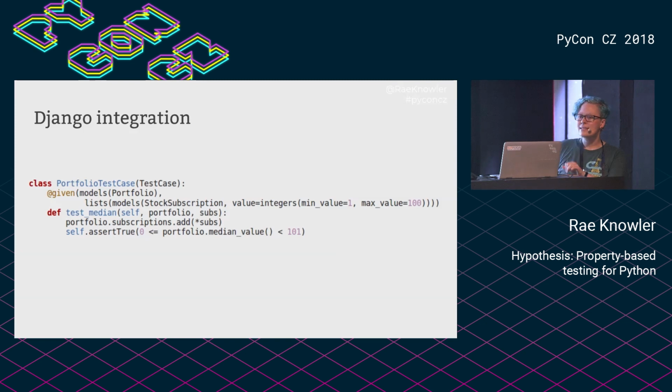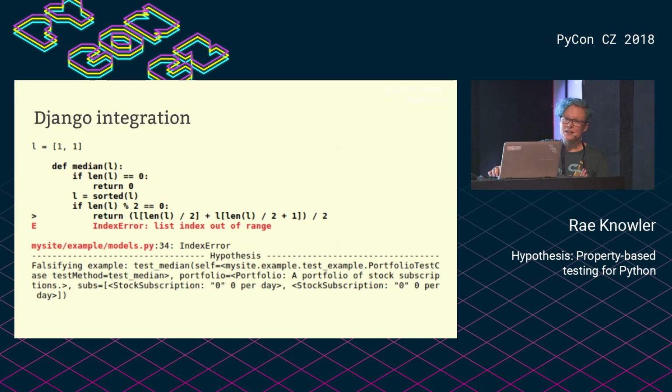So in this test, I'm setting it up so I can just check the maths. It's all very simple. And I want to say, give me a list of stock subscriptions where the value is in between 1 and 100. And then I'm just going to take my portfolio, add the subscriptions into the portfolio, and assert that the median value of the portfolio is between 0 and 101, which it always should be, right? So yeah, quite a simple test. I run it with PyTest, and I get a really interesting error.